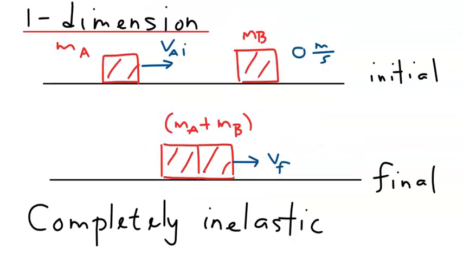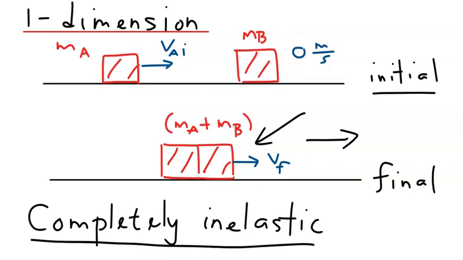Another possibility is when the two masses collide and they stick together and they move as one system after the collision. Such a collision is known as a completely inelastic collision.